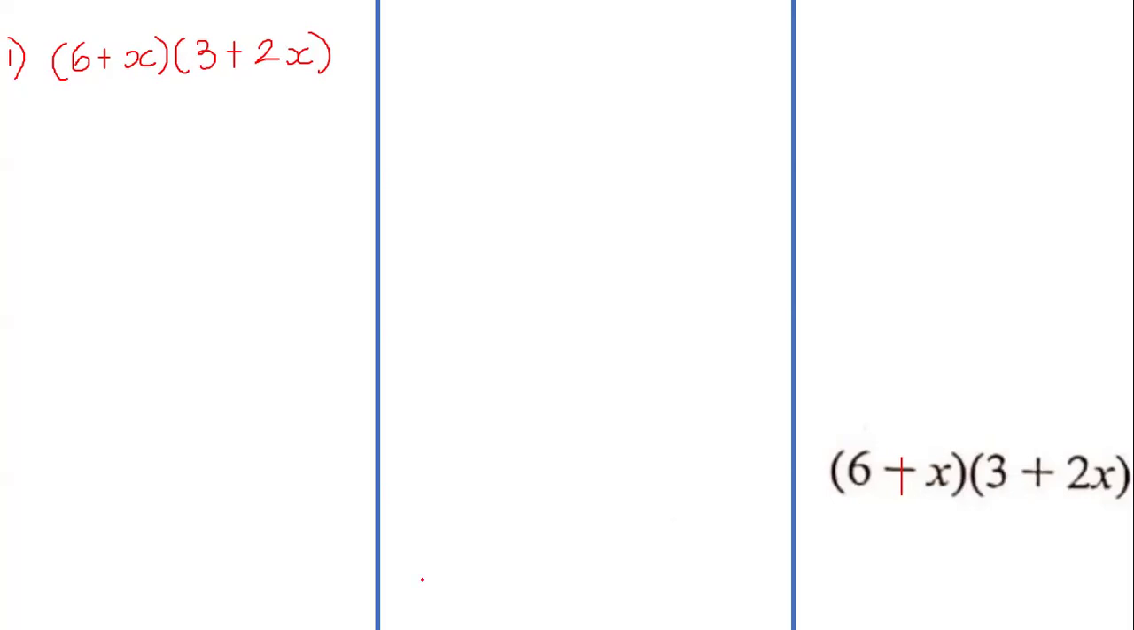Good. So let's go ahead. How are we going to answer this? Does anyone have any idea on how we're going to answer this?